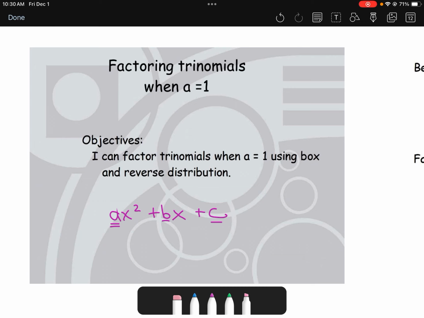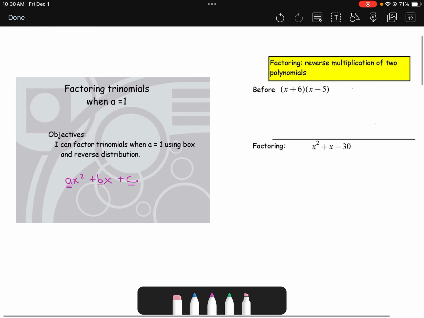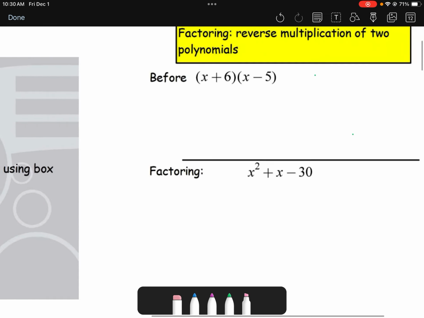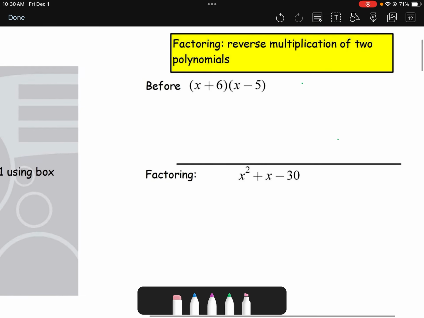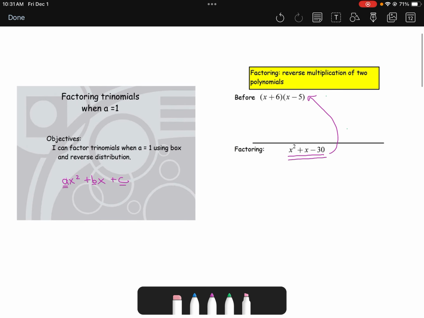And again, with this, I am using that reverse distribution. So here you have it before, x plus 6 times x minus 5. That's multiplying polynomials. When we did that, we got this answer here. And I actually did that problem as well in the previous one with the GCF. So now we're going to go from here to here. So how do we do that?